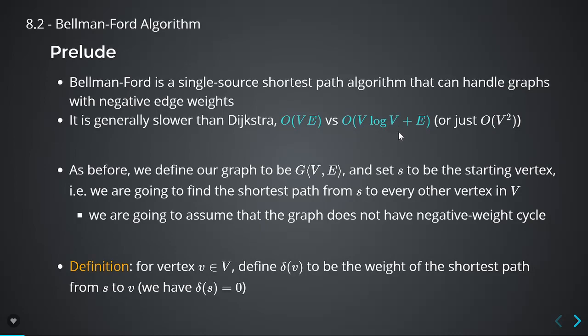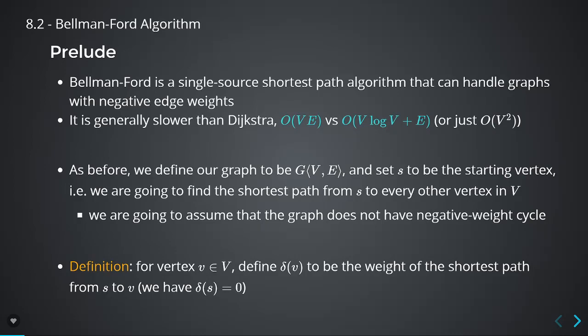And apart from that, we're just going to use the same definition for the graph. We're going to set S to be the starting vertex. And we're just going to jump right into an example of the algorithm, because it really is a very simple algorithm. You don't have to be scared about it. You'll see. And also, we're going to assume that the graph does not have a negative weight cycle, because if that's the case, then there's nothing we can do about it. We won't be able to find the shortest path.